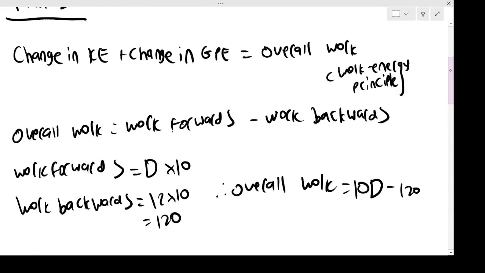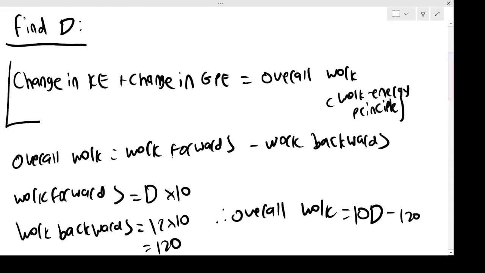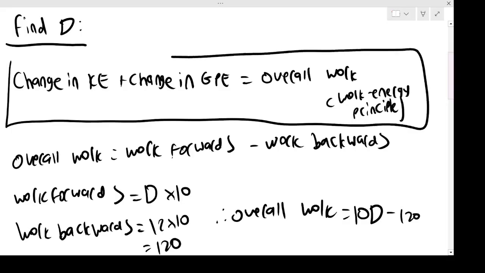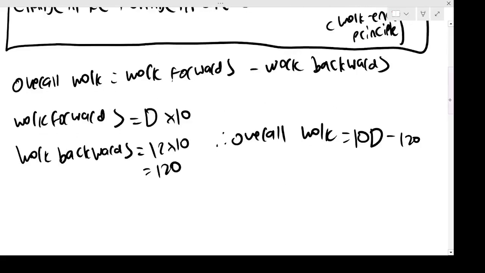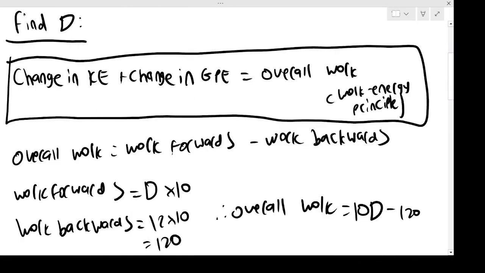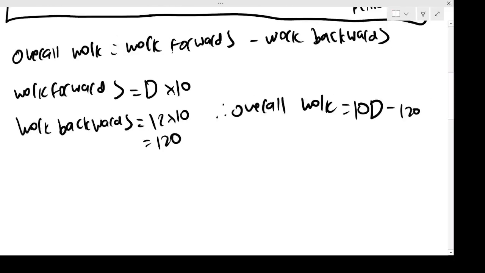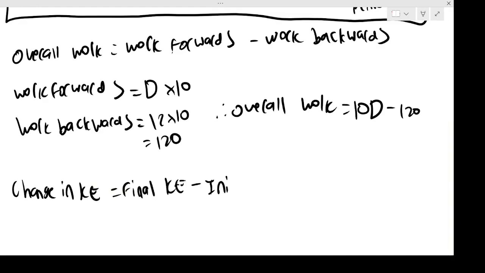Now we're going to look back to this main formula, the work energy principle. Now we're going to look at the change in kinetic energy and the gravitational energy, which hopefully you are more comfortable with. Just simply look at the forward force and the backward force, and calculate the work of them here. So now we're going to look at the change in kinetic energy. That's the final kinetic energy, take away the initial kinetic energy.